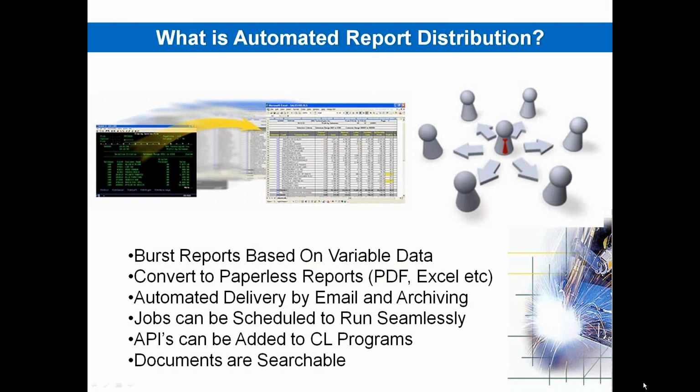In our last webinar, we discussed different ways to convert IBM spool files to paperless reports in spreadsheets and PDF, which brings up the next logical question. Now what do you want to do with them? Do you simply want to convert reports ad hoc and open them up on your desktop, or do you want to take it to the next level and automatically burst and deliver reports paperlessly to the people that need the data in real time without human intervention?